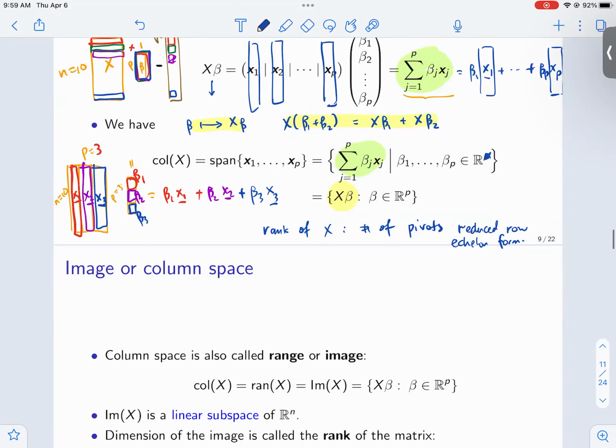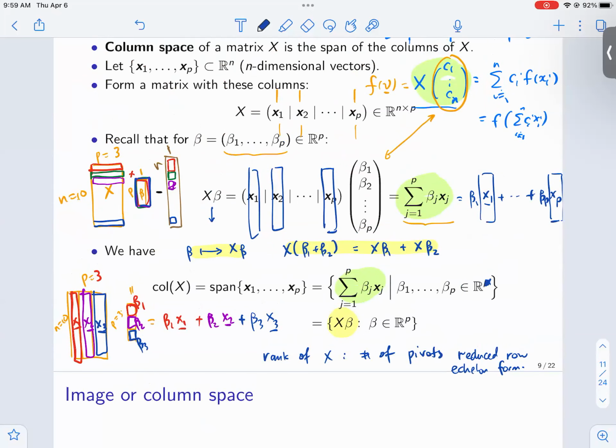So basically, once you define the column space, this is a linear subspace and it would have a dimension. The dimension of this is called the rank of the matrix. If you go back to the definition of the dimension, it's the number of elements in a basis, or you can think of it as the maximum number of these that you have to pick to be linearly independent and still span the same thing. So if the columns are linearly independent, because by definition the columns span, they form a basis, and so the rank would be P.